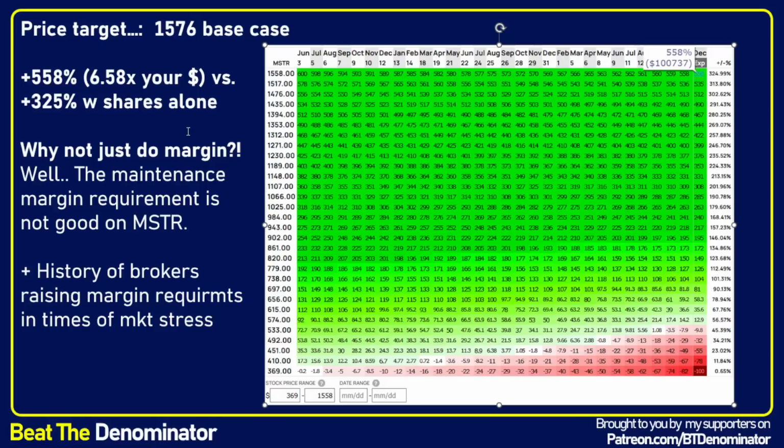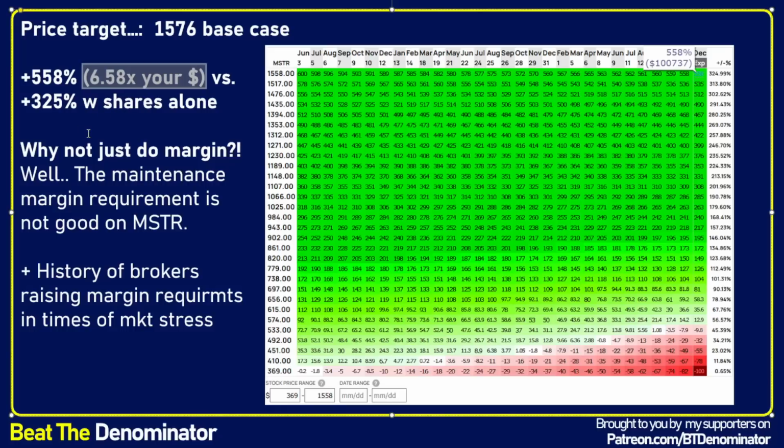Anyways, it doesn't matter. The point is, if you do this, and it actually reaches the base case of $1,500 a share, the return on the LEAPS would be 6.5x your money. It would be plus 558%, or 6.58 times your money, versus the shares alone appreciating 325%. So the LEAPS roughly double your returns, a little less than double, but roughly double your returns.